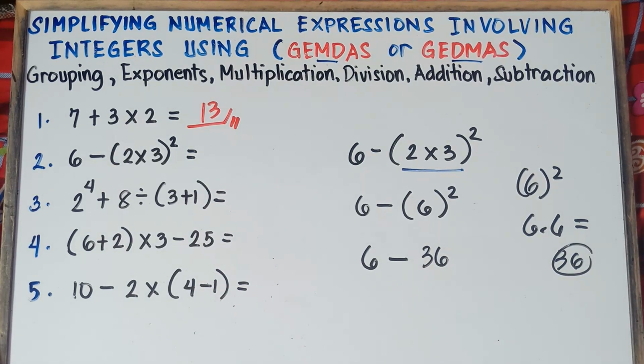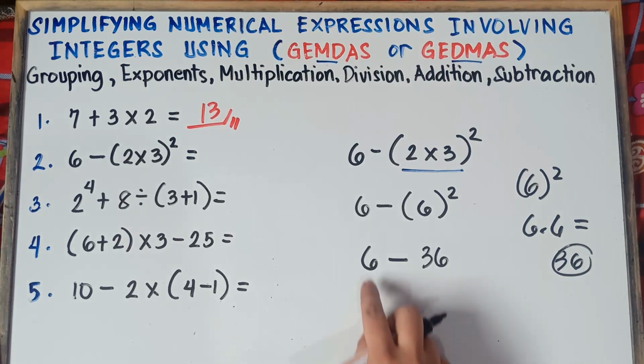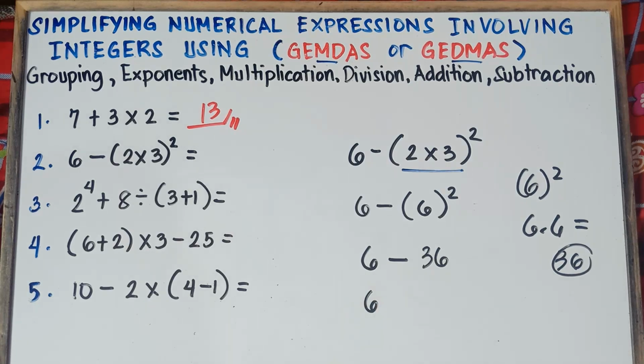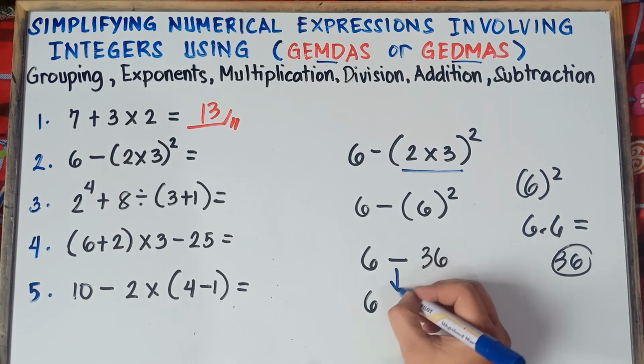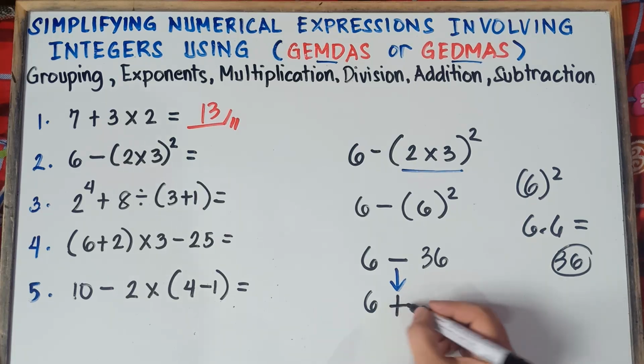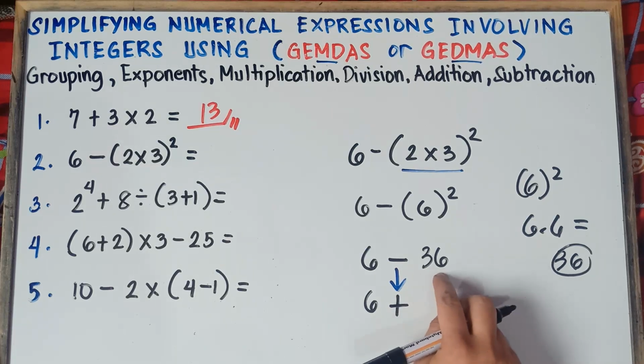And then 6 minus 36, go back to the rules in subtraction. Simply copy the first integer. Then you change the operation. This minus sign becomes a plus sign. So this will be 6 plus. And then change the sign of 36 to its opposite.